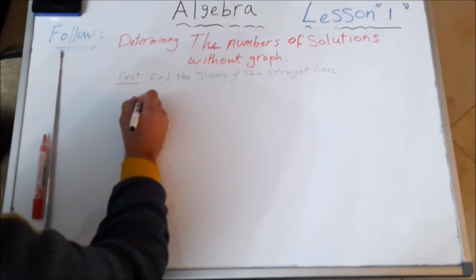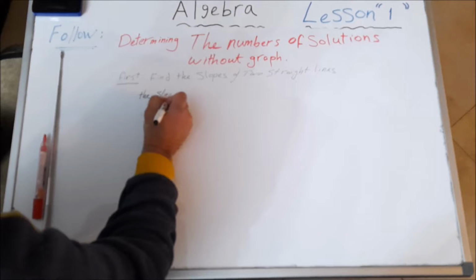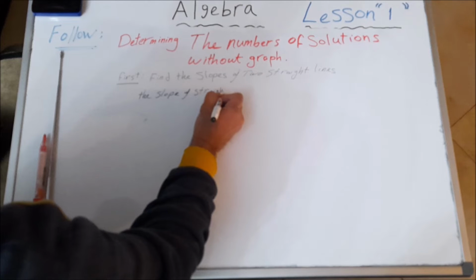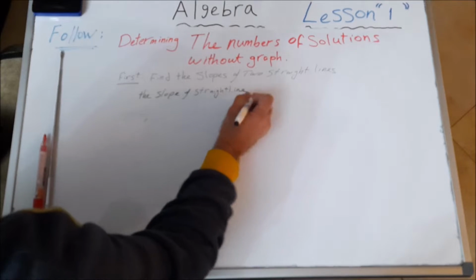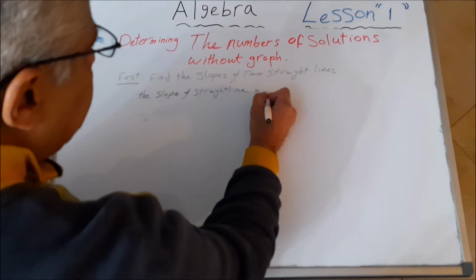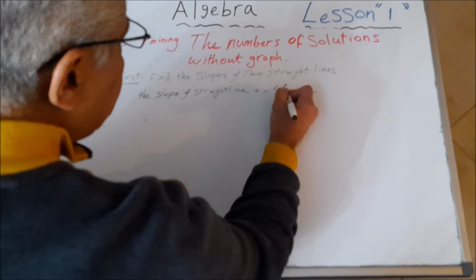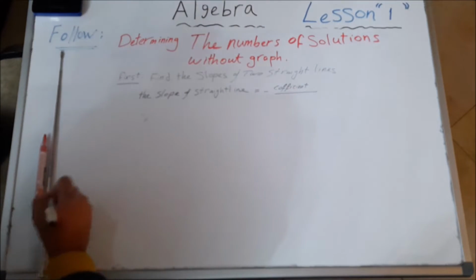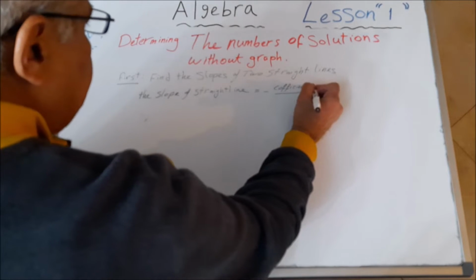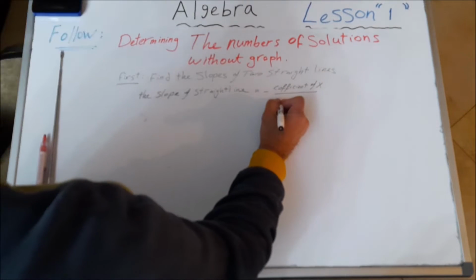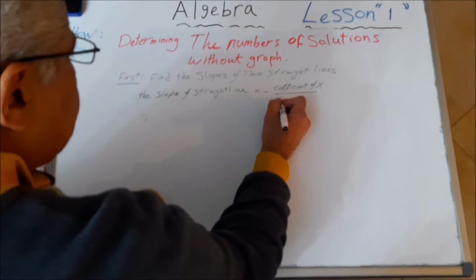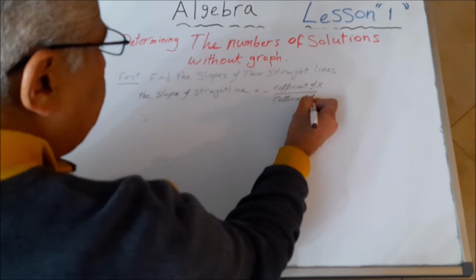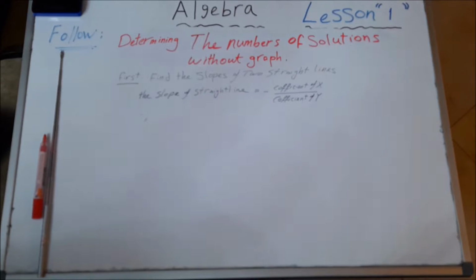We know that the slope of a straight line equal minus coefficient of x divided by coefficient of y. This is the slope of a straight line.